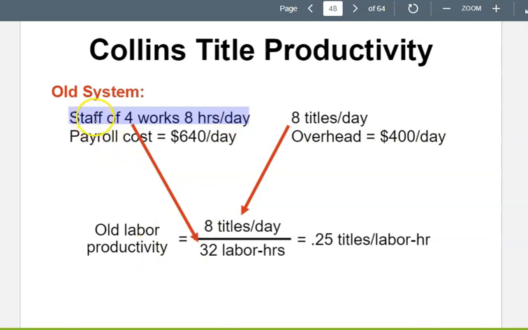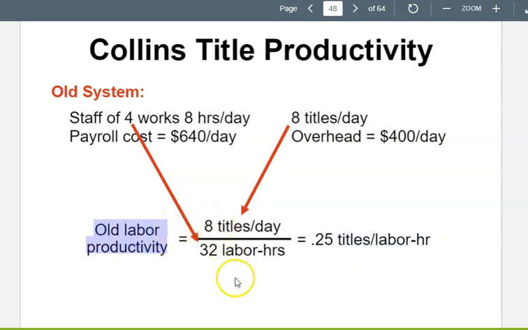It's giving you the staff separately, and how many hours they work per day separately. So to know the labor hours, it is 4 times 8, which is 32. That's your labor hours, that's your denominator. Now, what's the output of this company? Titles. How many titles per day? We have 8 titles per day, right? So that's your numerator, that's your denominator. Just divide. So 0.25 titles per labor hour is our labor productivity in this problem.